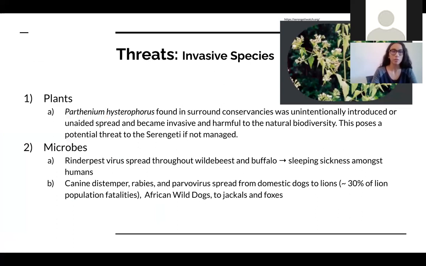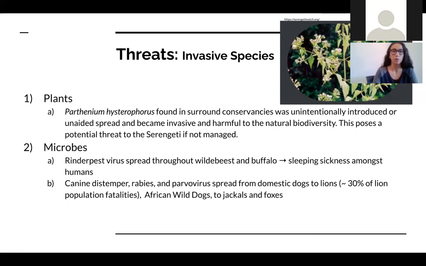While there are many natural species of flora and healthy microbes that contribute to life and energy flow in the Serengeti, some are not so beneficial. There have been many alien plants introduced into the ecosystem, whether intentionally or unintentionally, most of which are not harmful, but in the example of Parthenium hysterophorus, it was unintentionally introduced or spread unaided and became invasive to the natural biodiversity in ecosystems surrounding the Serengeti.